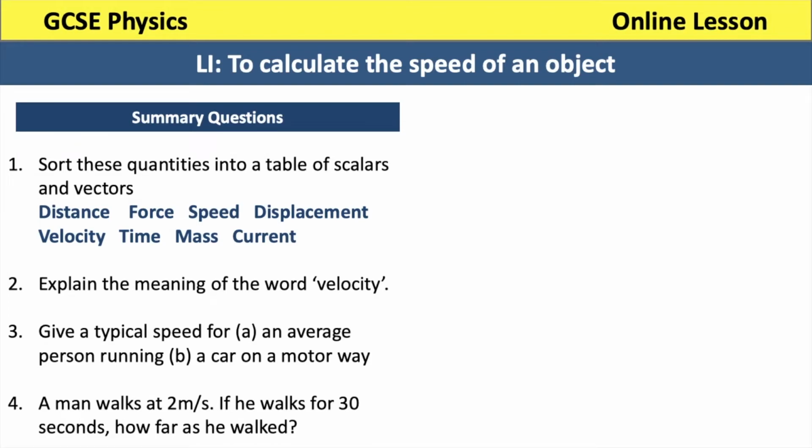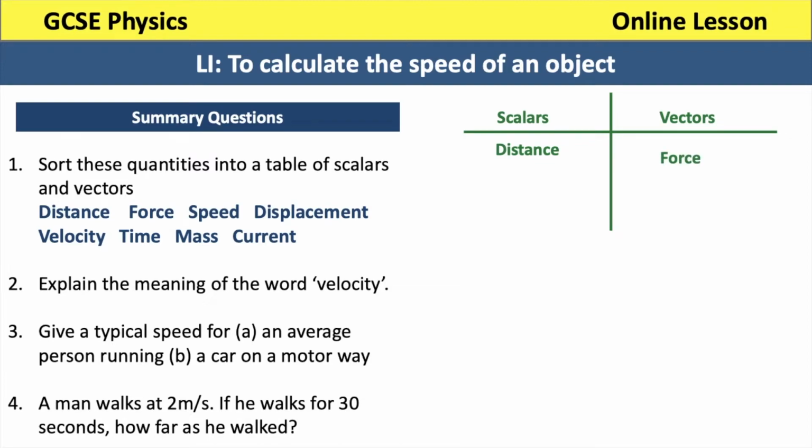So, for the first question, we were asked to sort these quantities into a table of scalars and vectors which I've drawn there in green. Now, distance does not take into account direction, and so distance would be a scalar quantity. Force, on the other hand, does take into account direction. We can represent it using an arrow, and so force would be a vector quantity.